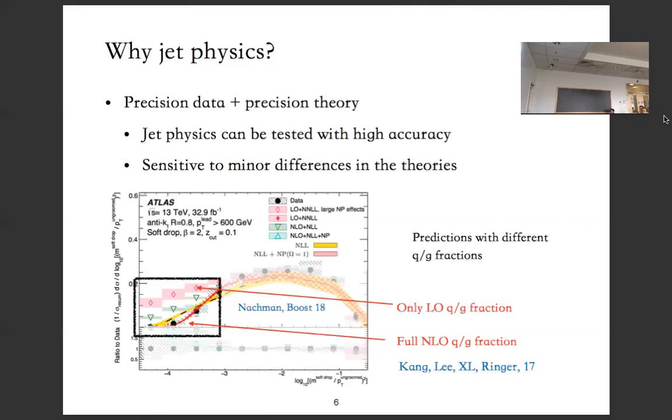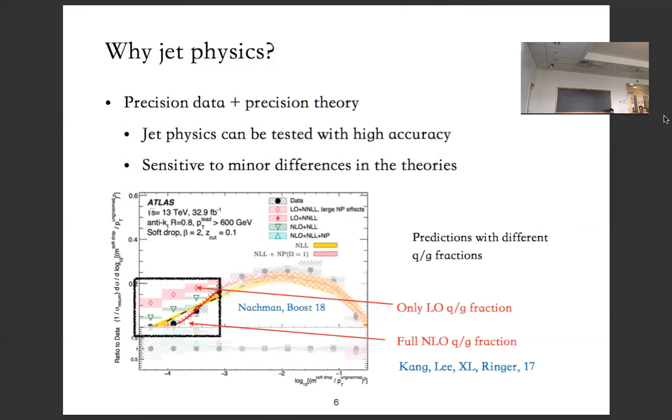Okay, so here's one example. In this plot, I show a comparison of different predictions for the so-called groomed jet mass. The black dots here are just the data, and the different shapes come from different predictions from different groups using different approximations. And you can see that the data error is very small. Actually, you cannot see the error bar, but it's there. So from this, you can distinguish whether the next-to-leading order QCD fraction is better or the leading order QCD fraction is better. That's the major difference between these two predictions.